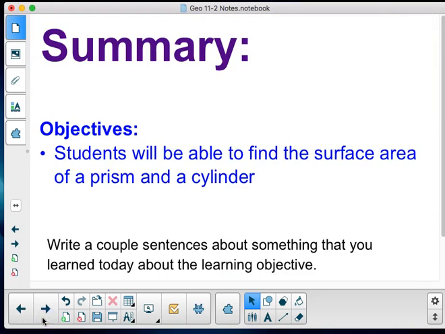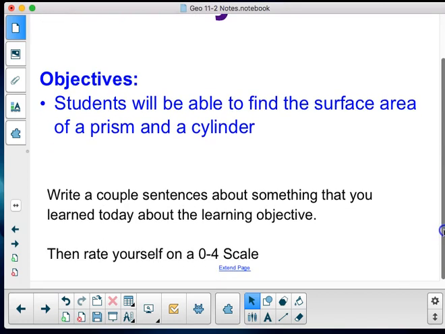Oh, today's summary. Objective, students will be able to find the surface area of a prism and a cylinder. Write a couple sentences about something that you learned about today, thinking about the learning objective. Then rate yourself on a 0 to 4 scale.